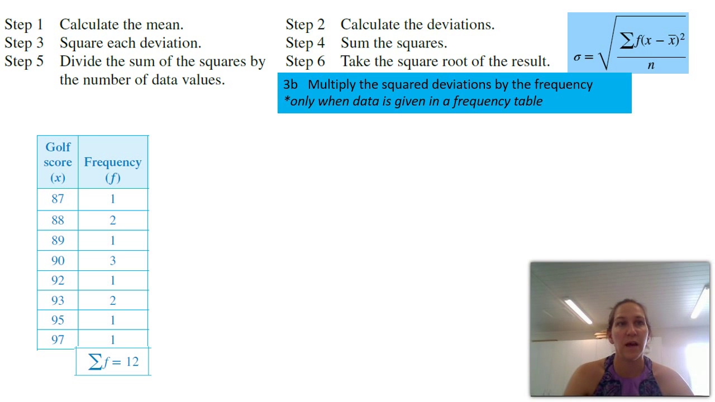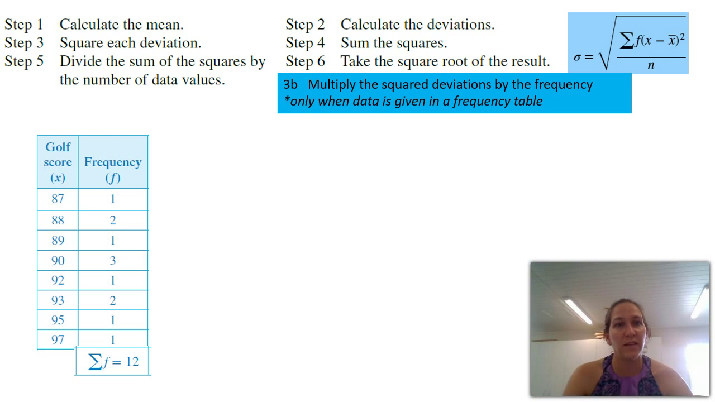So we add an extra step in between 3 and 4, and we'll call it 3b, where you need to multiply the squared deviations by the frequency. And that's the frequency of that specific data value. Now you only need to do this extra step when it's given in a frequency table. Okay, so let's go through this example.